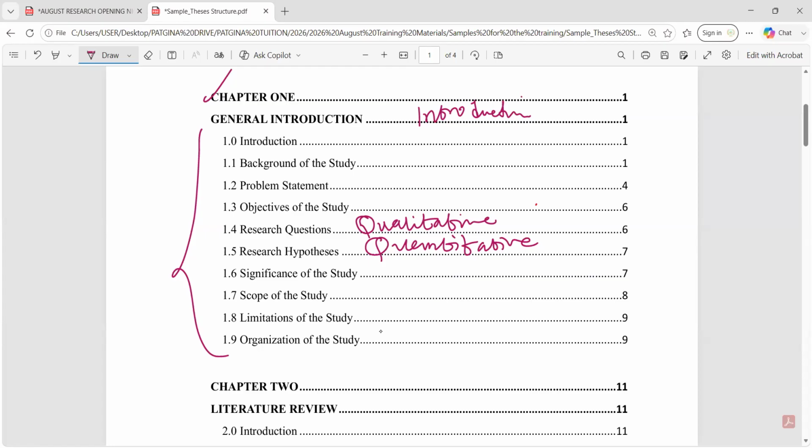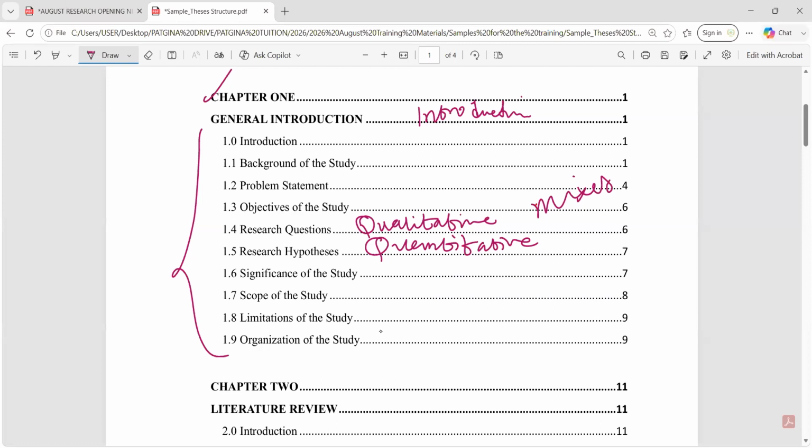So in that case, if your research is mixed method, it means that these two sections will appear in your chapter 1. But if we're only doing qualitative research, only the research questions will come, the hypothesis will not come. But if we're doing quantitative research, the research question will not come, but the hypothesis will come.